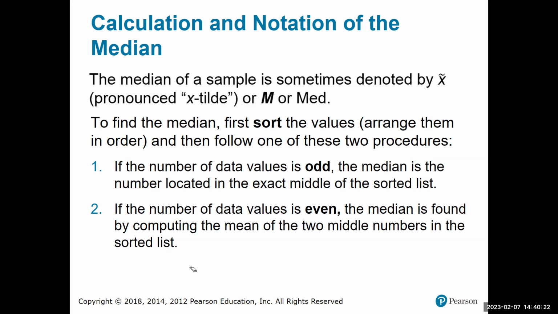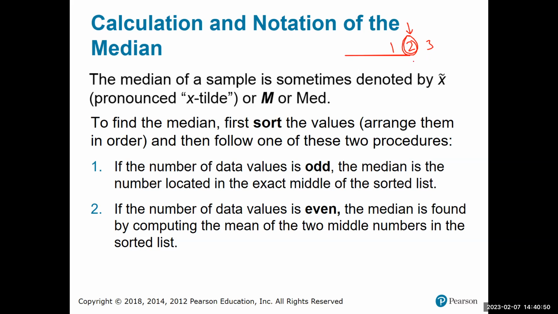So to find the median, we're going to sort the values. And then there are 2 different procedures. One, if the number of data values is odd. We already saw it. So let me just show you what we're talking about here. If the number of data values is odd, like we saw in the last example, right? If I have 1, 2, 3, you're going to end up with one number in the middle, and you're just going to grab that number in the middle.